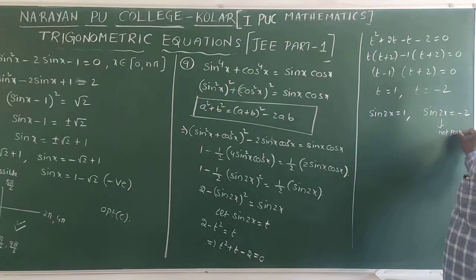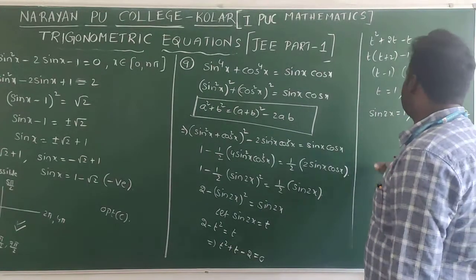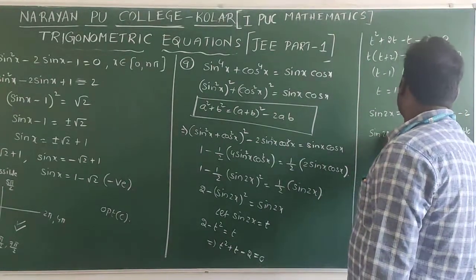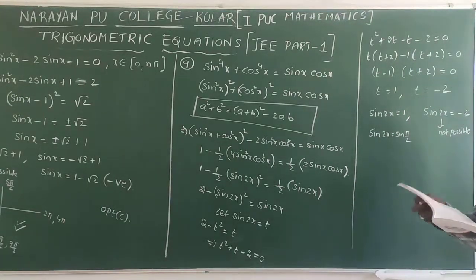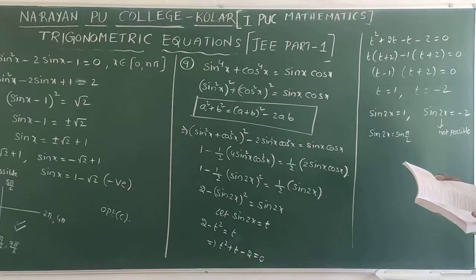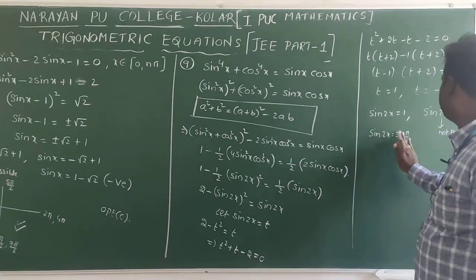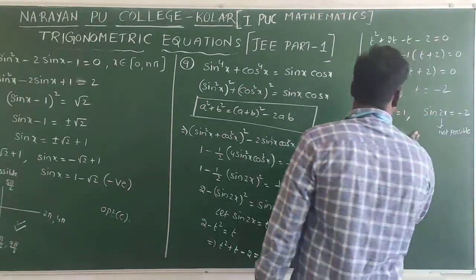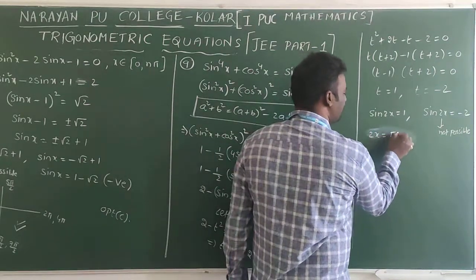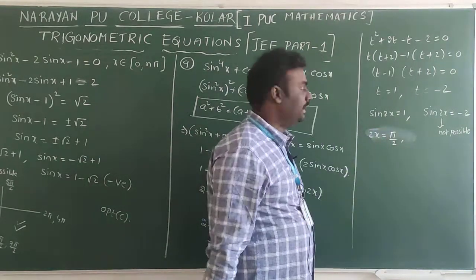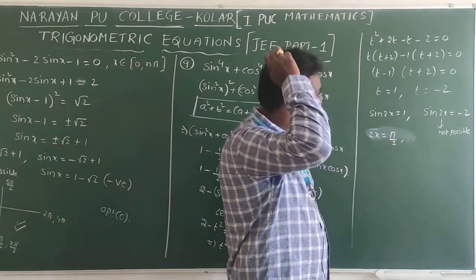Why? Because sin range is minus 1 to 1 only. This is not possible. Now for this I can write sin 2x is equal to sin 90. For the total number of solutions asked in the question, I can write directly, without the general solution also. When the sin value becomes 1, sin 90 value is 1, again sin 1, so here one more value will exist.